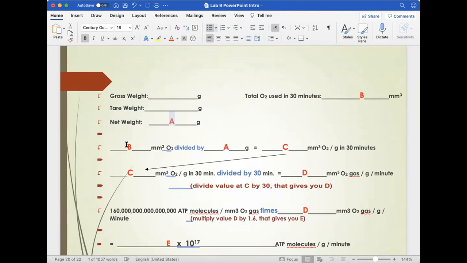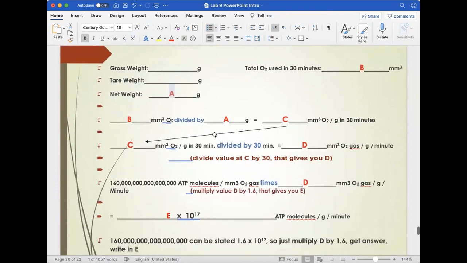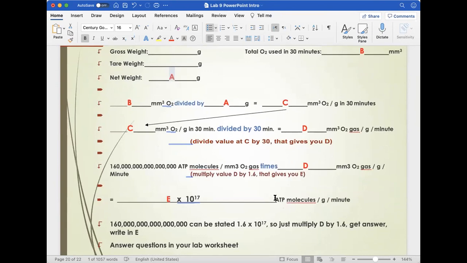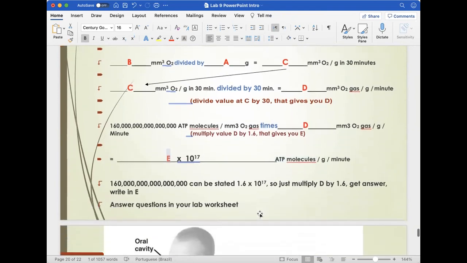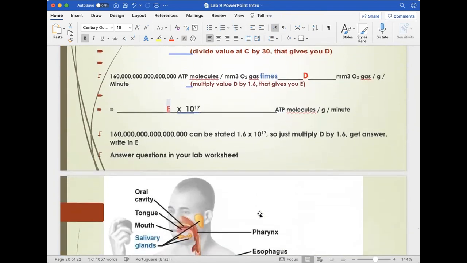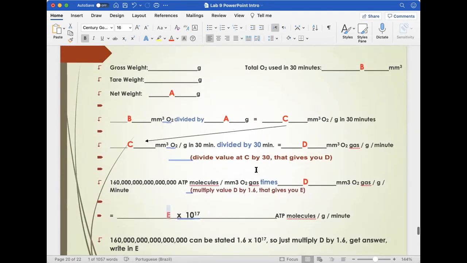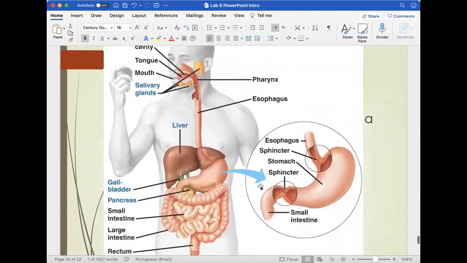And then from here, it takes you through the math, eventually of how we're going to get ATP molecules produced by the beans. So put in B, put in A to get C. You have to do some division and multiplication, but I'll let you guys work through this. The directions are very clear. Here is where you get C, divide by 30 to get D. Put D right there, multiply by 1.6, and that will give you E, the total number of molecules per minute, and then answer the questions on your lab worksheet. So that takes you through pretty clearly how to do that.